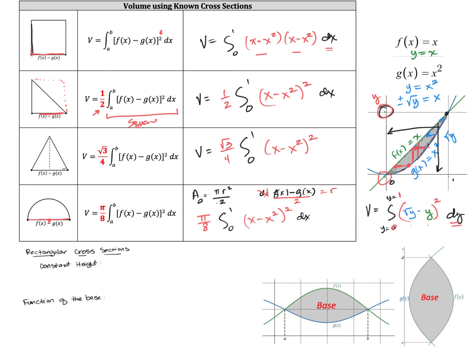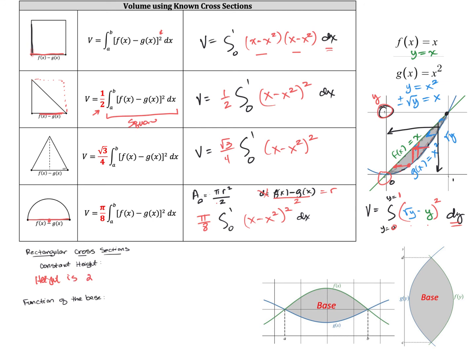One more situation you may come across is rectangular cross sections. So the rectangular cross sections are going to be a little different. You can either have a constant height, which does not vary, and so you do not need the base squared as in a square, or it can be a function of the base. So let's imagine that we had this shape and we have rectangular cross sections, and the height of the rectangle is 2. So it's a constant 2.